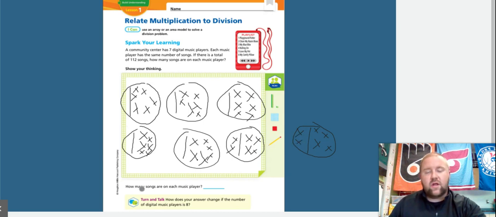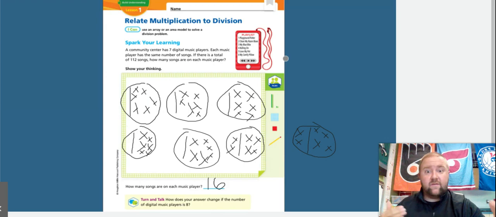So notice they're equally spread out. It's not the prettiest looking picture, right? But it doesn't have to be. It's just showing the model representation of taking 112 and splitting it up into 7 digital music players. So if I had to count how many are in each, I have 10, 11, 12, 13, 14, 15, 16. So that means that there are 16 in each of our digital music players.